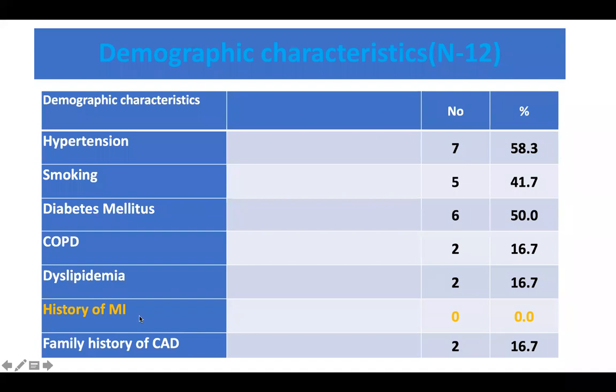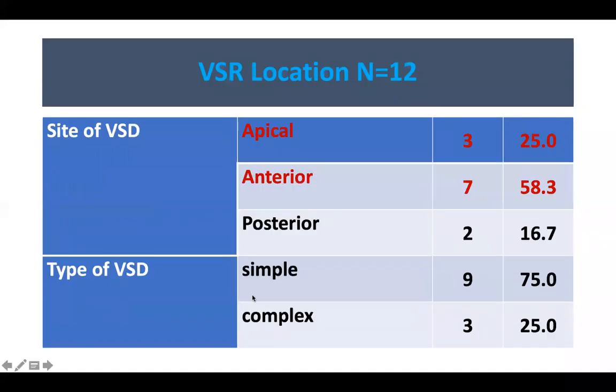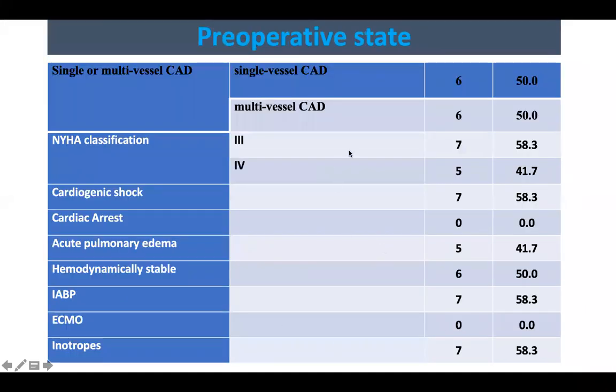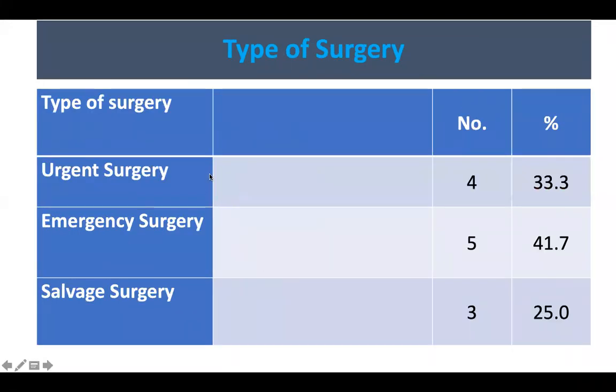Sorry, there is an error here. The apical and anterior location was almost 10 cases, and only 2 cases were posterior. Simple was 3 and through-and-through was 9, and serpentine were 3 cases. Single vessel disease was 6, so 50% of our cases had single vessel disease, and multivessel was also 6. Most of them were in heart failure, 50% in cardiogenic shock, and there was no arrest. IABP was used in around 58%, no ECMO was used, and inotropes were also highly used. Urgent surgery was done in 4 patients, emergency in 5 patients, and salvage in 3 patients.